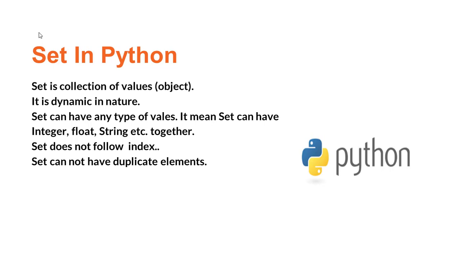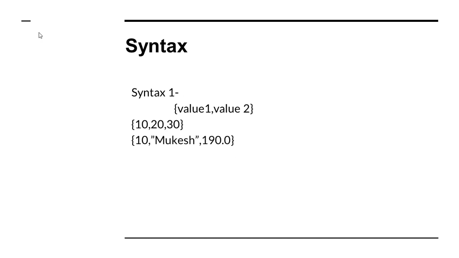Now the question comes, how can we create a set in Python? Again, very easy. There are two ways to create a set in Python. Syntax one, you can use curly brackets. You can provide the values or elements or objects and it creates a set for you. For example, you just use curly brackets and the values that you want to store. In our case, all values are of similar type, integers, so you can have 10, 20, 30. If I want to create a set of different values, you can have integer, float, boolean and string as well, just like this example. I have 10 as an integer, Mukesh as a string and 190.0 as a float number.